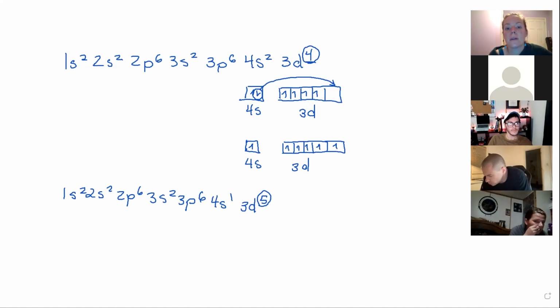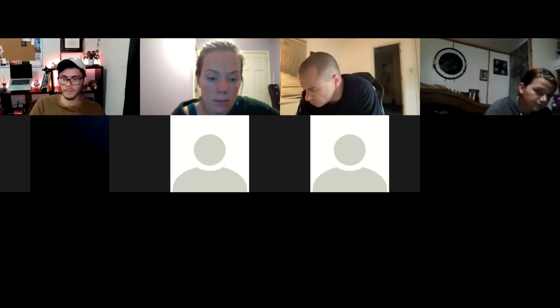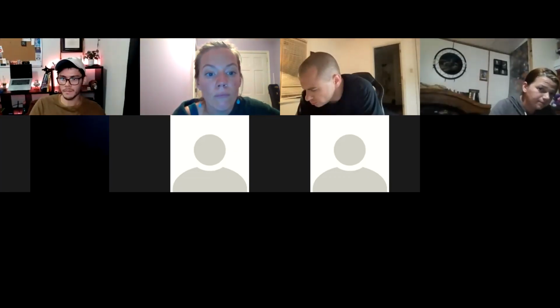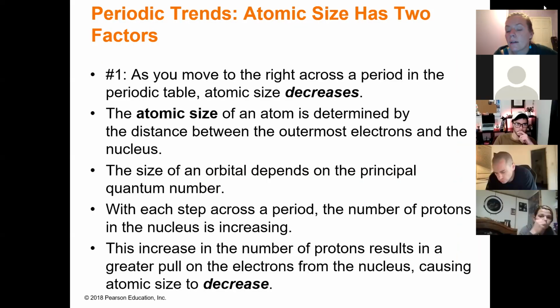So the last little thing that we're going to talk about here are trends that we find on the periodic chart. Divide your periodic chart into the lower left-hand corner and the upper right-hand corner.